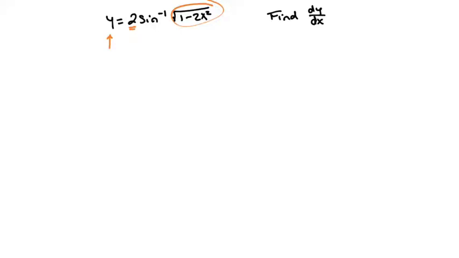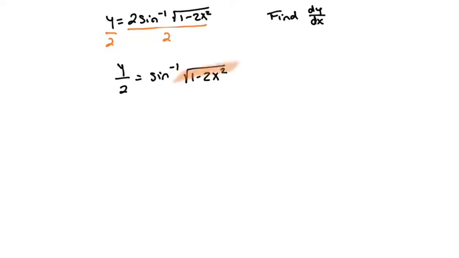So if I move that 2 over, if I divide by 2 on both sides, I can then see this function as y over 2 equals inverse sine of root of 1 minus 2x squared. Now, seeing it this way, I can see here's my input and here's my output, and I can just flip-flop those when I invert.